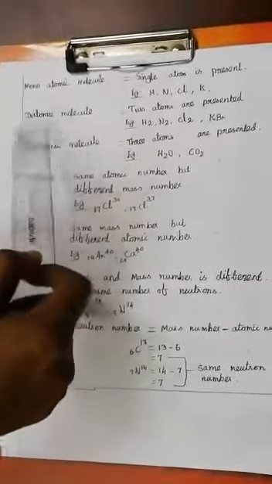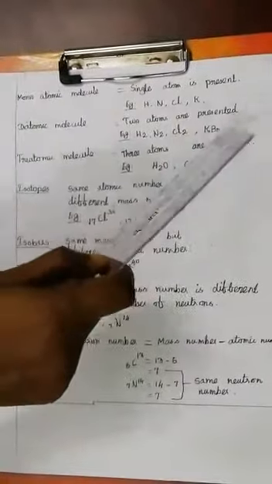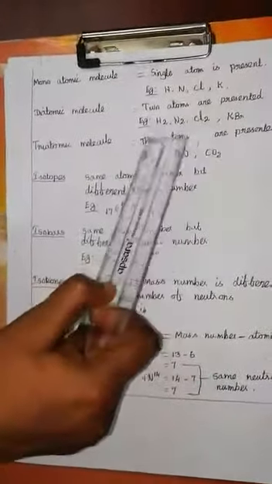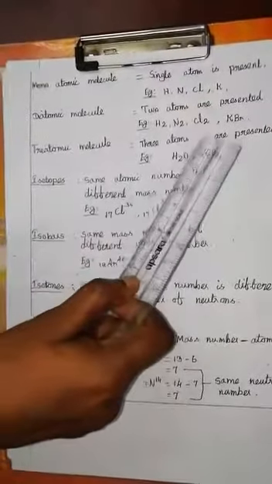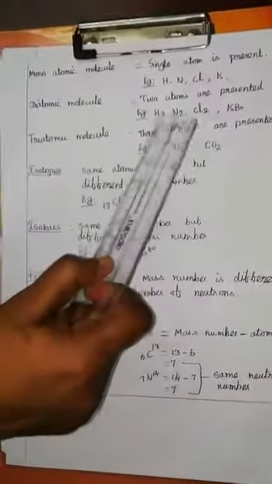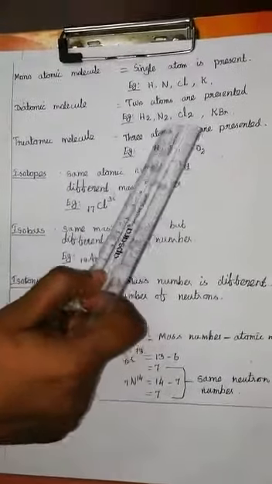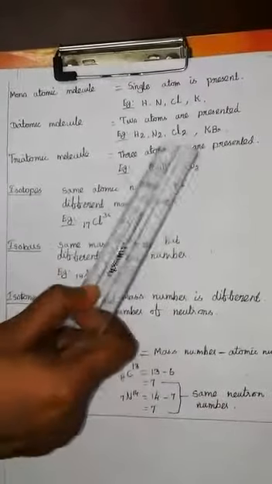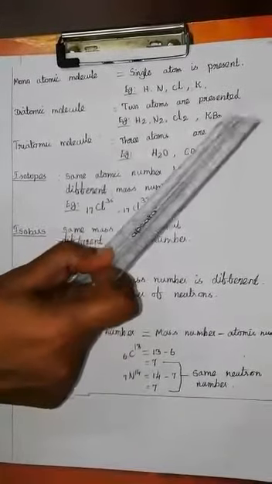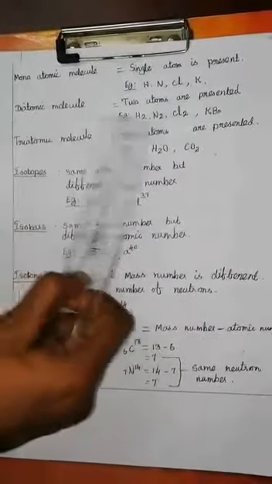Then second one, diatomic molecule. So there are 2 atoms present in that particular element. That is called a diatomic molecule. Example, H2, N2, Cl2 and KBr, potassium bromide. So H2 means 2 hydrogen atoms are present. N2 means 2 nitrogen atoms are present in the molecule. Cl2, 2 chlorine atoms. This is for potassium and bromine. The 2 different atoms are present in the element. So that is called a diatomic molecule.